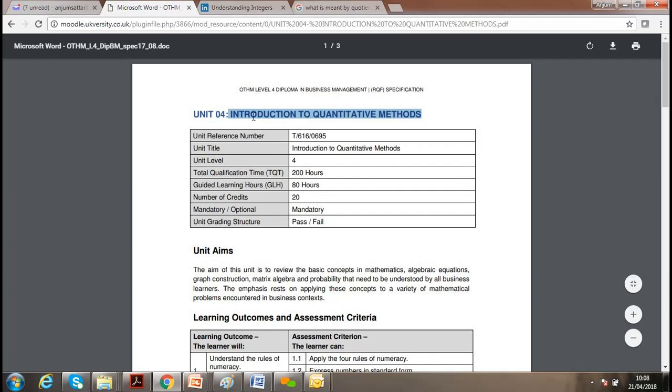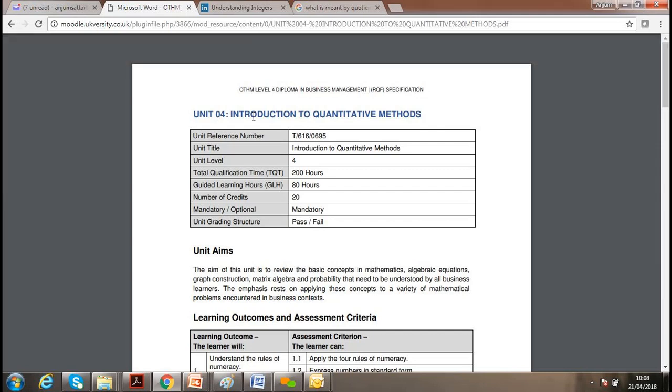What is meant by quantitative? Number of products. Brilliant, well done. Quantitative means numbers. So when we're looking at quantitative, it means numericals, it is number.